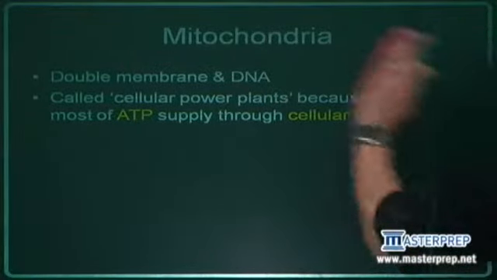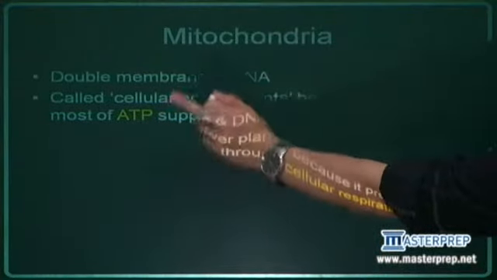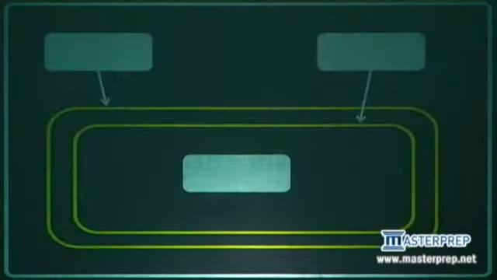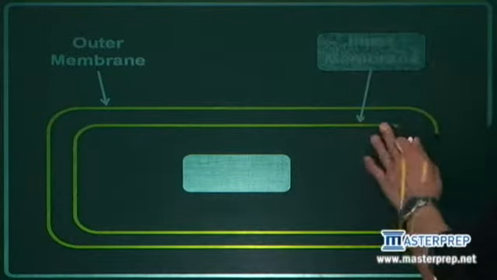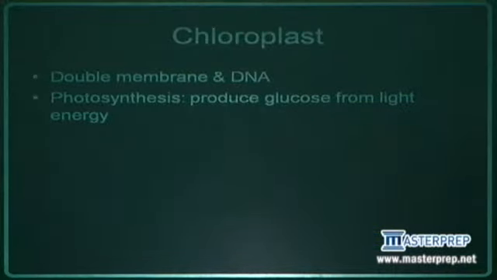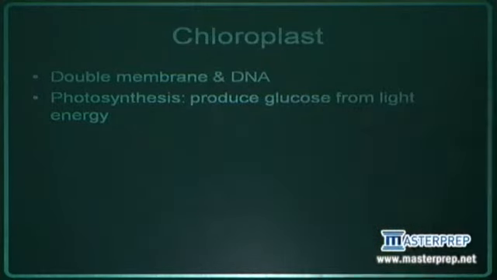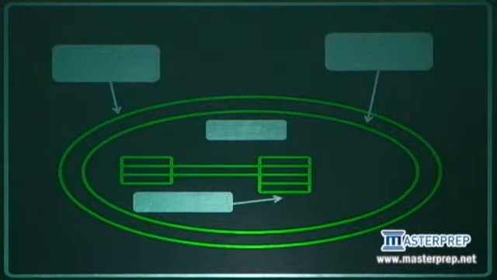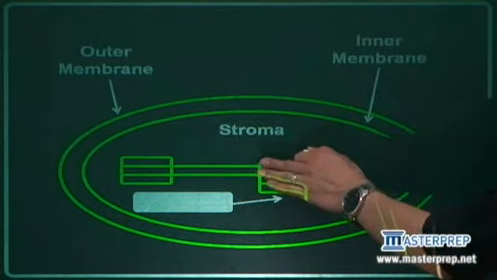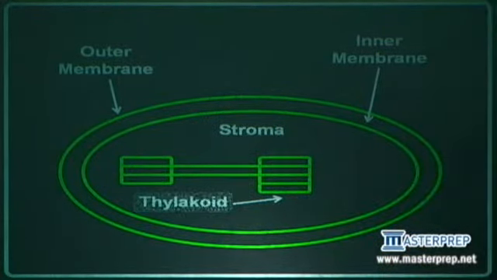Okay, this is the mitochondria, double membrane, DNA, and it's called cellular power plants because it creates a lot of the ATP. This is the mitochondrial structure, outer membrane, inner membrane, matrix. Chloroplast also has double membrane, DNA, and it carries out the photosynthesis. Structure of the chloroplast, outer membrane, inner membrane, stroma, not the matrix, right? Stroma, and each stack is called thylakoid.